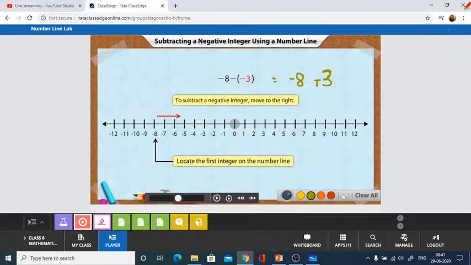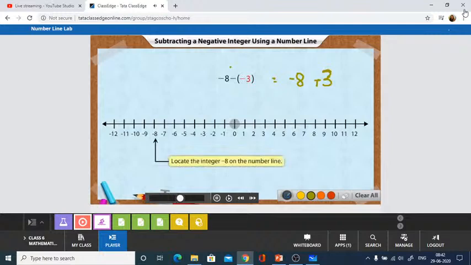Minus 8 plus 3. So we will move towards the right. So they are moving towards the right over here. So what are they doing? First locating the first integer on the number line. This is the first integer. Minus 8 is the first integer. So they are locating it on the number line. And now they will move towards the right.